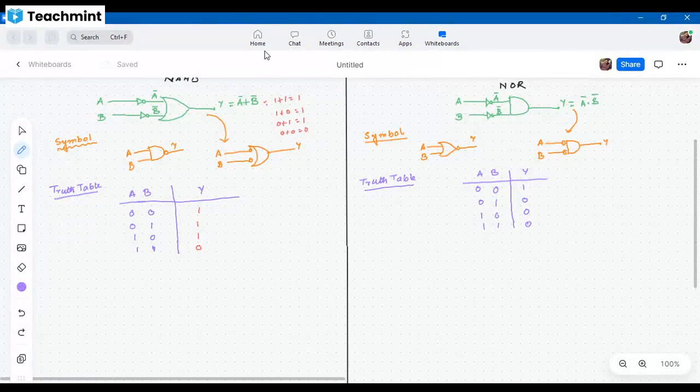ओके, बिकॉज और गेट का ट्रूथ टेबल क्या है? 0 1 1 1, तो कॉम्प्लीमेंट हो जाएगा. ठीक है? हाँ Yes, या ना sir. बताओ. Yes, sir. ओके.